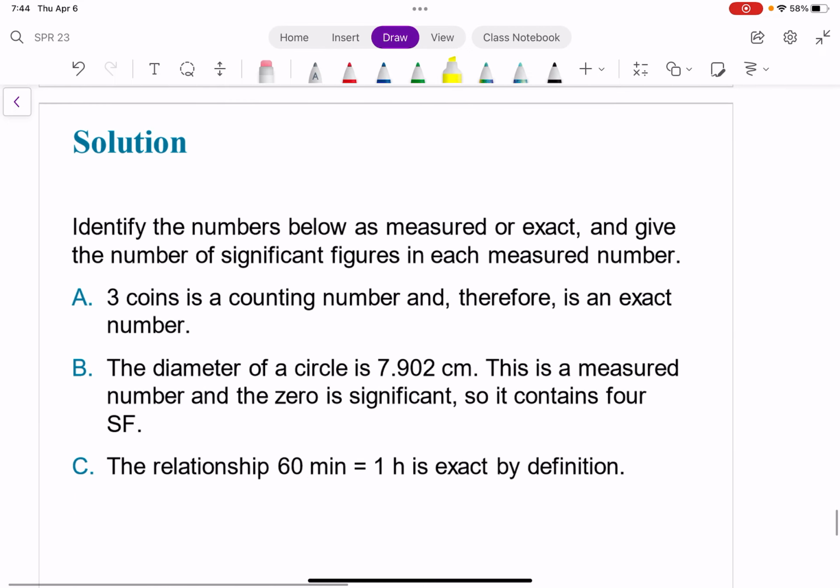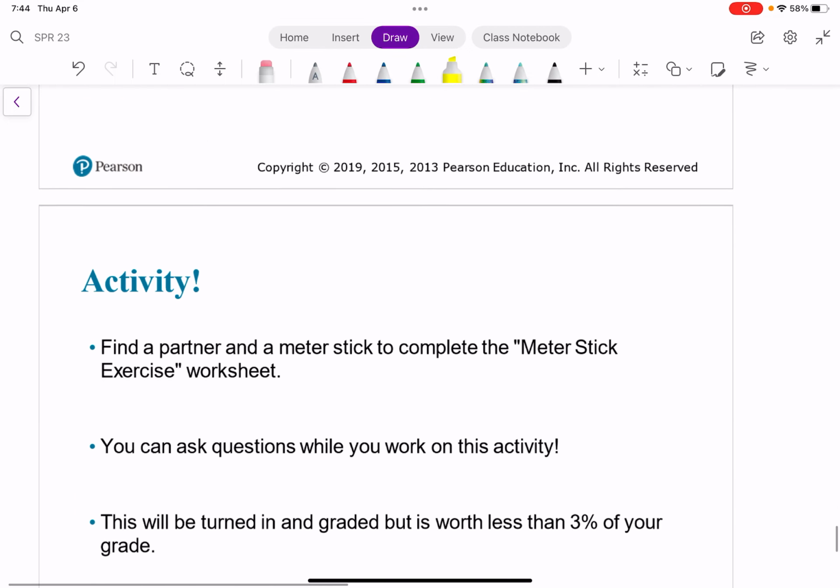I'm just going to skip that. And then that's going to be in class.